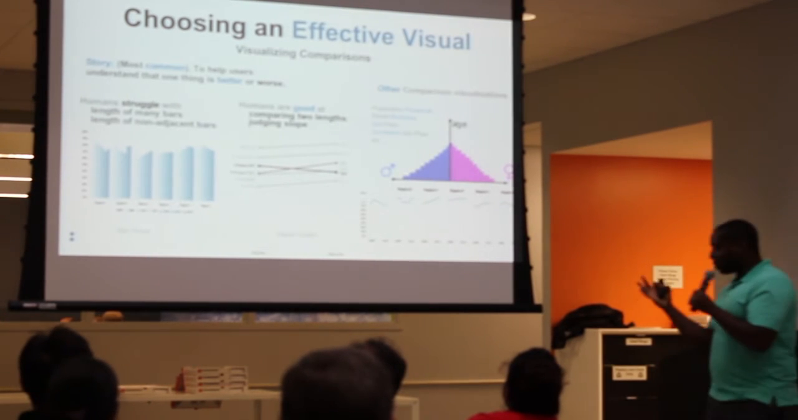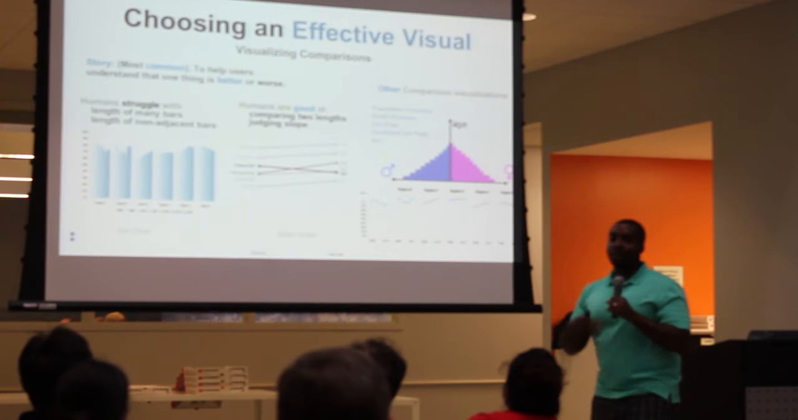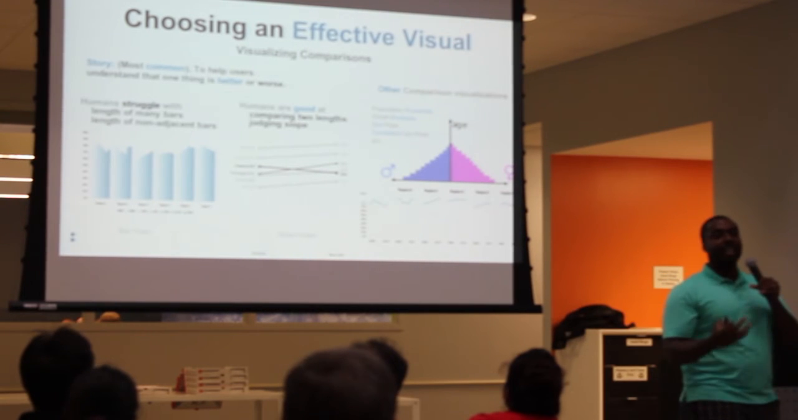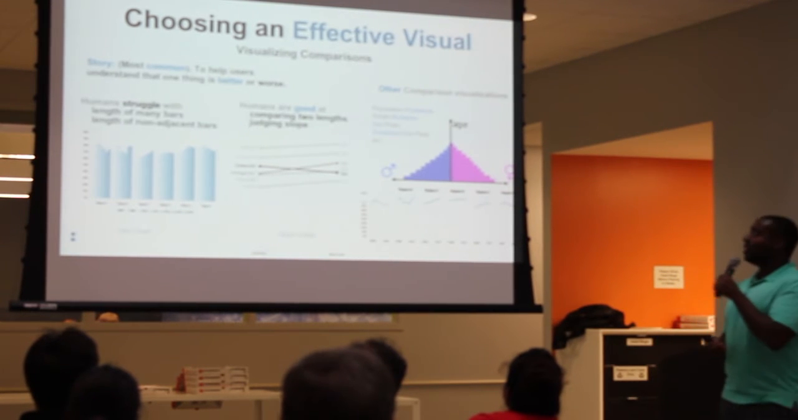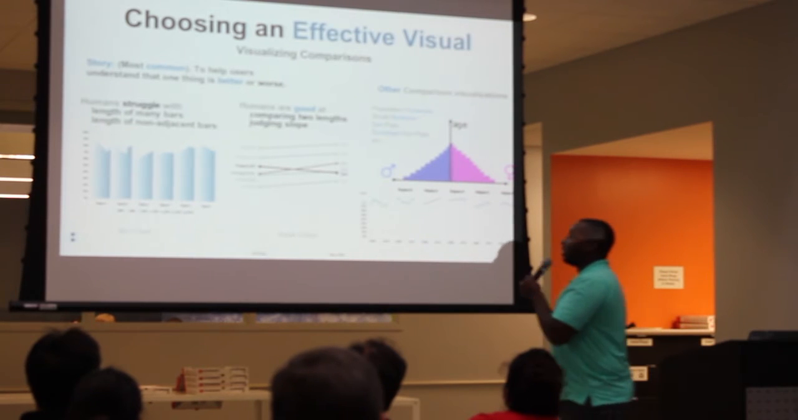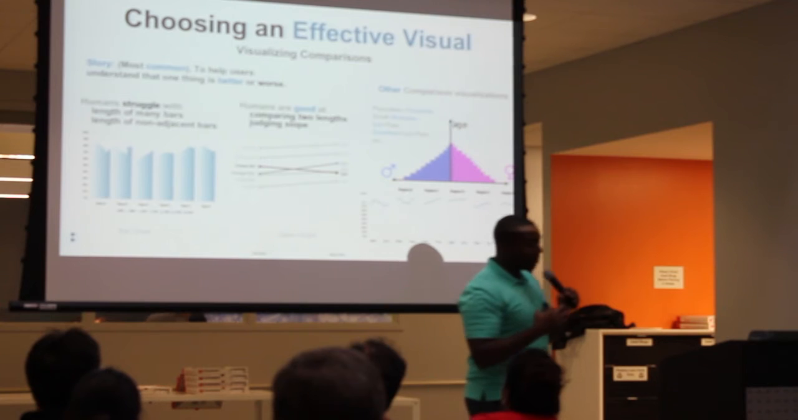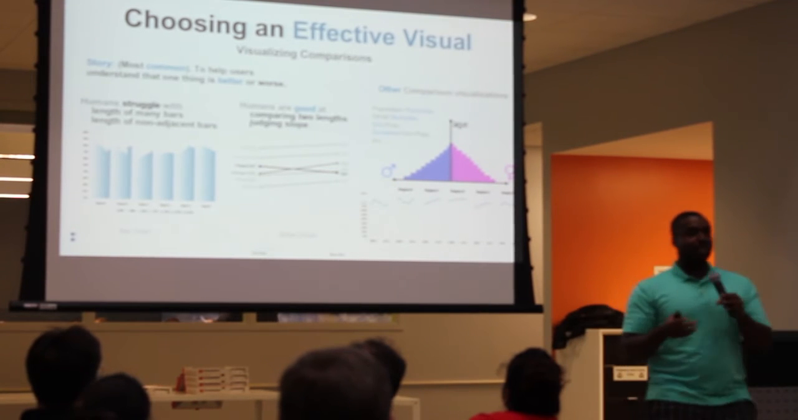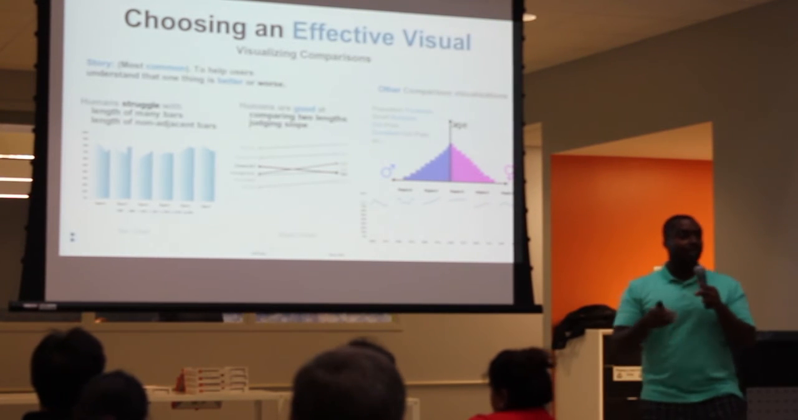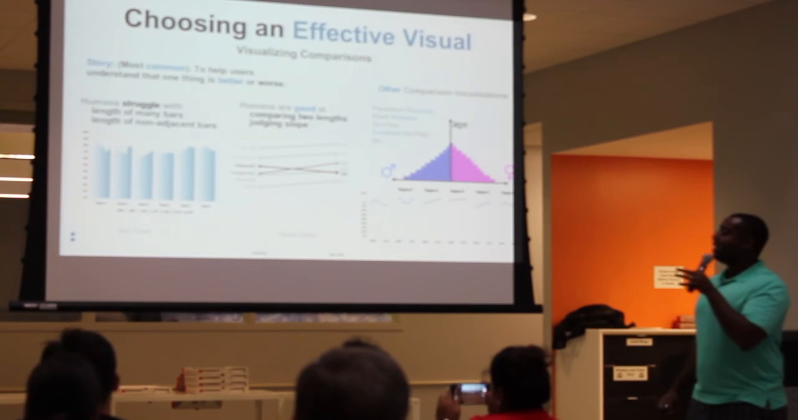So this is the most common type of visualization, right? This is how humans understand things. We compare and contrast them. And one thing I will say is that humans struggle with comparing. They're good at comparing lengths. So if I show you the length of my arms, you can probably tell me if they're the same length or not.